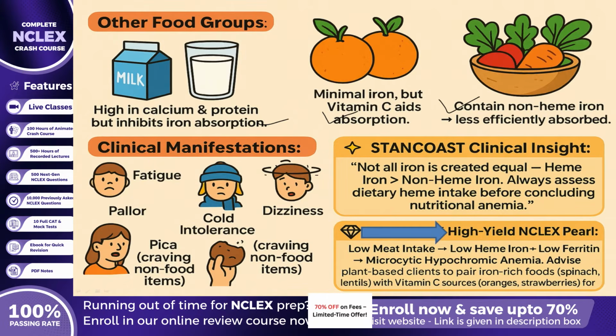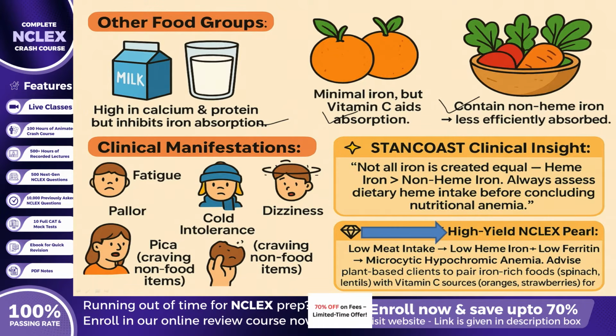Clinical insight: not all iron is created equal. Heme iron from animal foods is absorbed 2 to 3 times more efficiently than non-heme iron from plant sources. Always evaluate dietary heme iron intake before labeling anemia as purely nutritional or pathological.